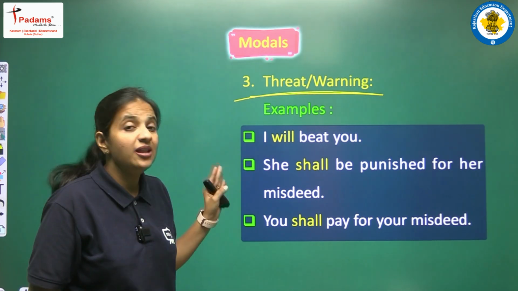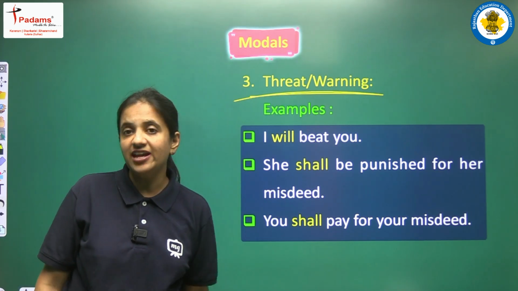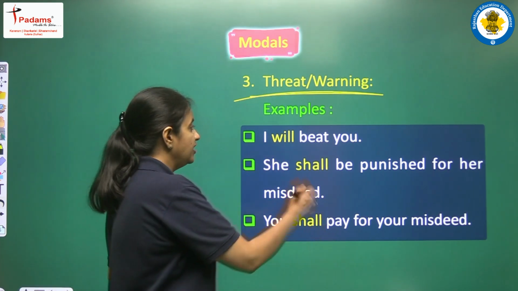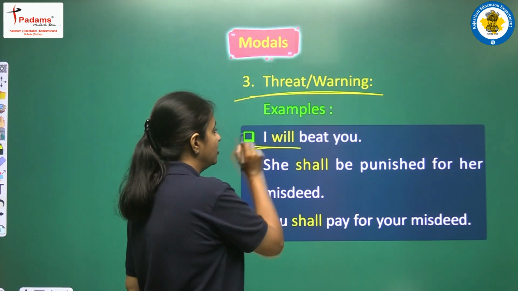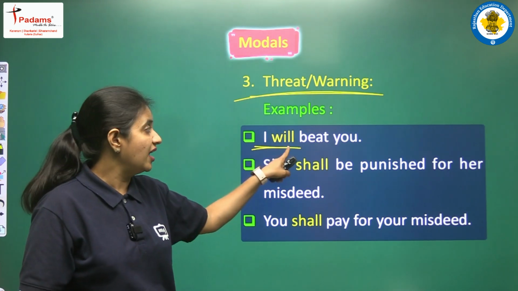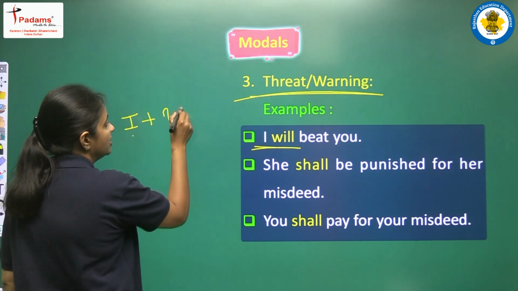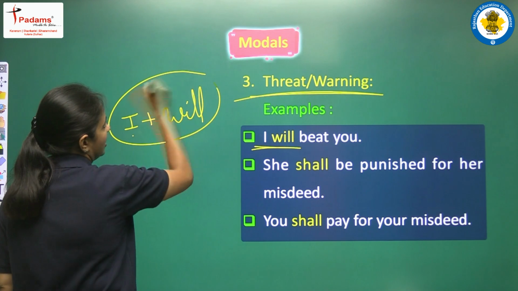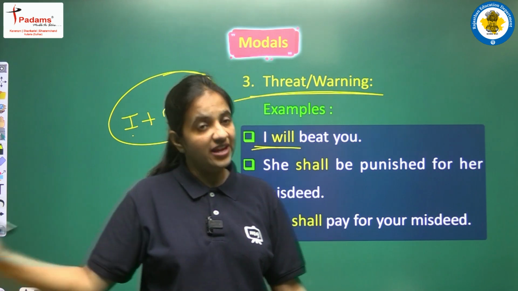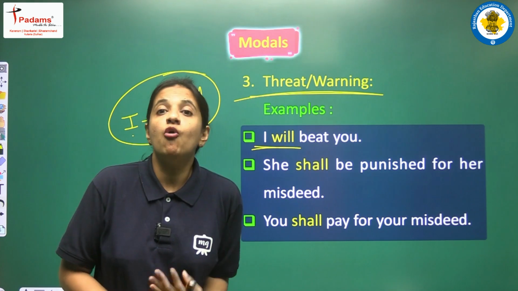First is: I will beat you. So this is one kind of threat, one kind of warning, right? That I am giving to someone, and I am saying that I will beat you. Again you can notice that here we have I, which is a first person pronoun, and with the first person pronoun we have will here. So this combination, first person pronoun plus will, means we have will as a modal. So again we have will as a modal, and with this sentence we are showing a warning.